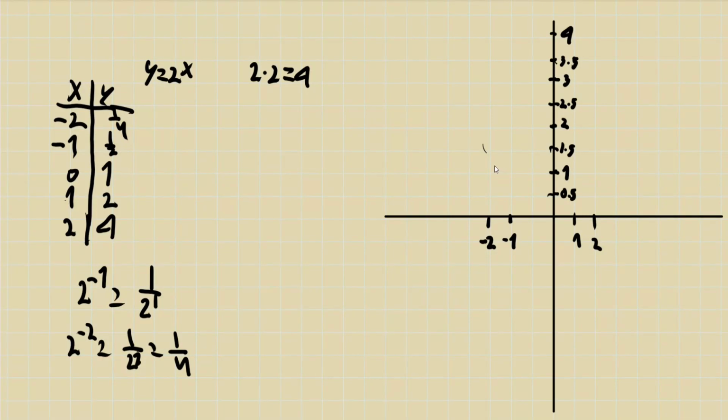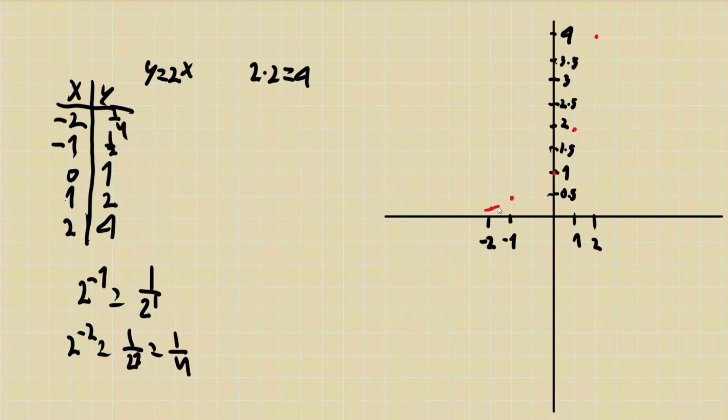So let's start off by graphing. Here I have the graph pre-prepared so we don't waste any time. Let's start off by plotting our points, and I will use red. When it's negative 2, it's 1/4, so it's somewhere right here. When it's negative 1, it's 1/2, so 0.5 here. When it's 0, it's 1, so our y-intercept is 1. When it's 1, it's 2. And when it's 2, it's 4.